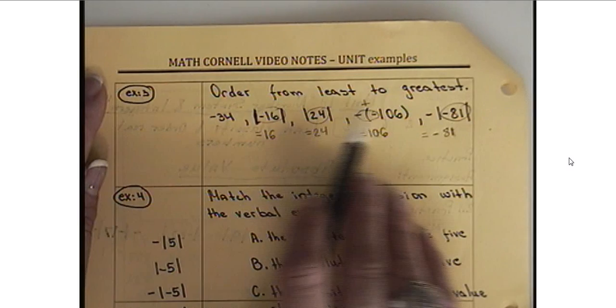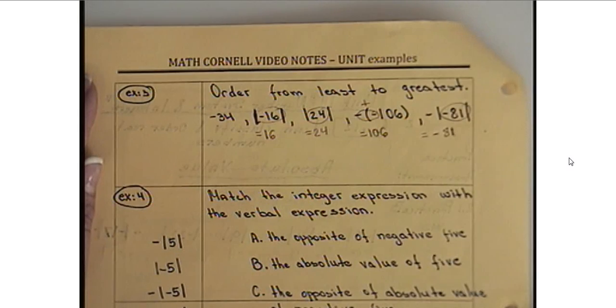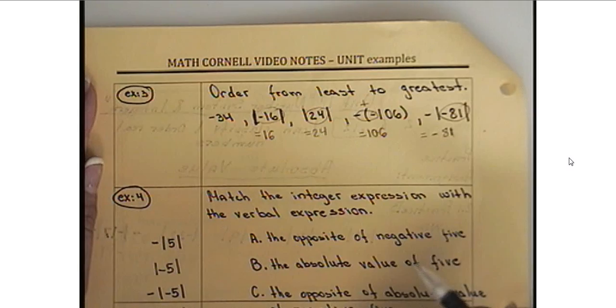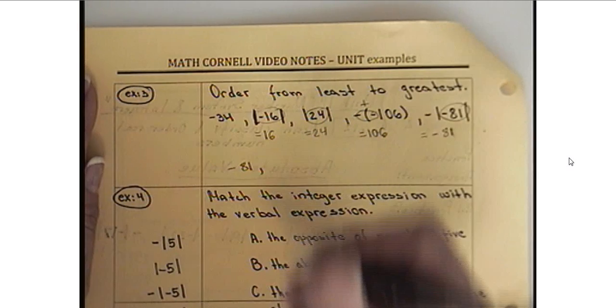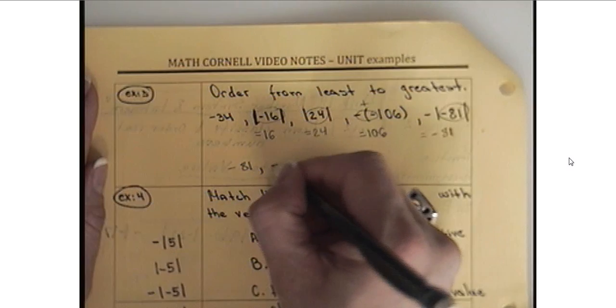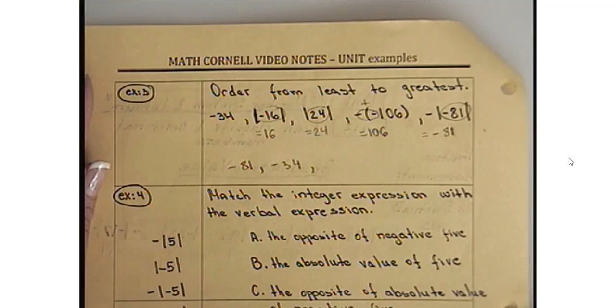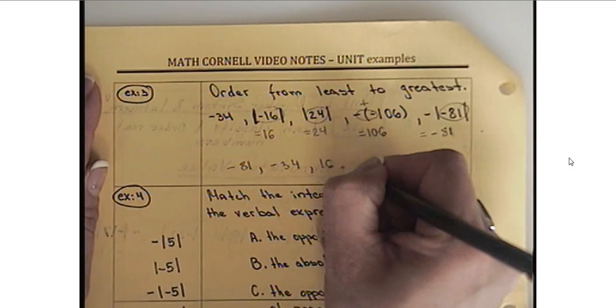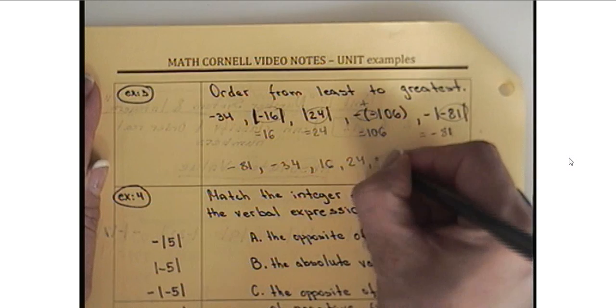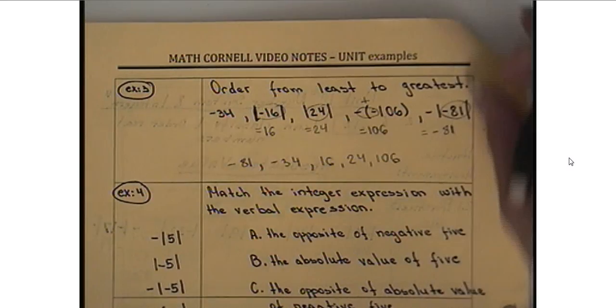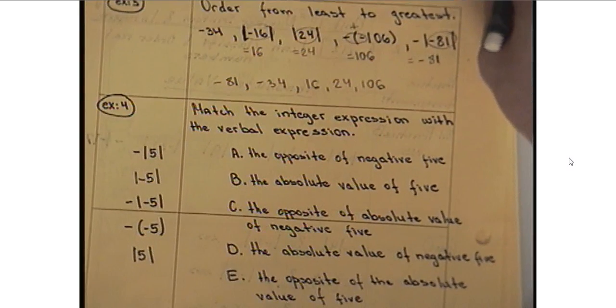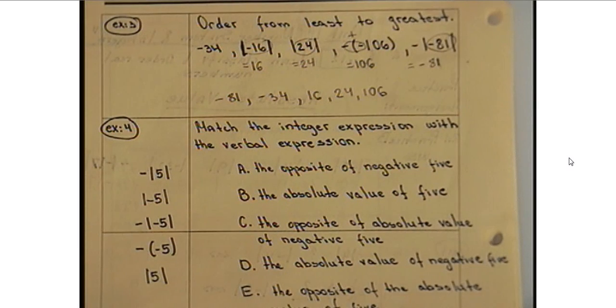Then we're asked to order those numbers from least to greatest. So I will begin with the smallest number, which in this case is negative 81. Then I will write down negative 34. After this one, I will put 16, positive 24, and positive 106. In this case, we have all those numbers ordered from least to greatest. Okay, so now example 3 is completed.